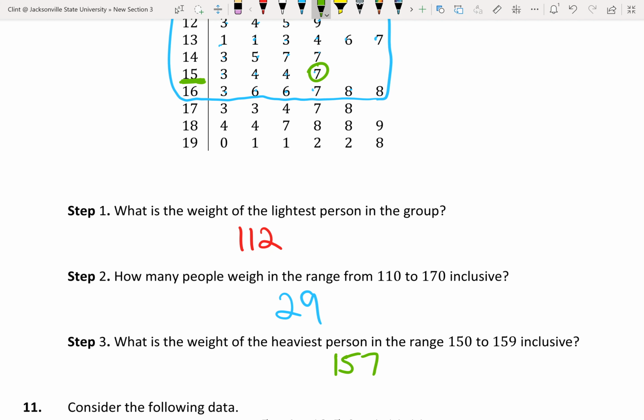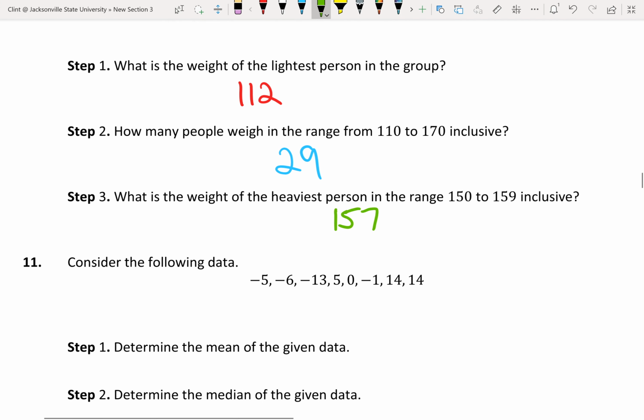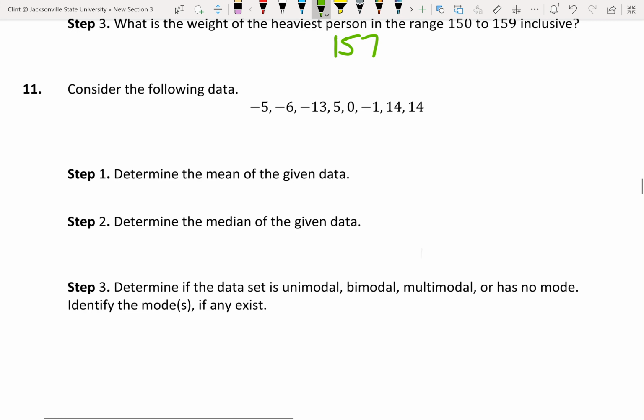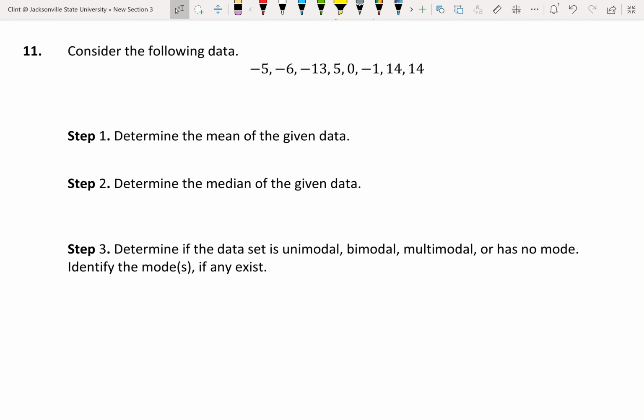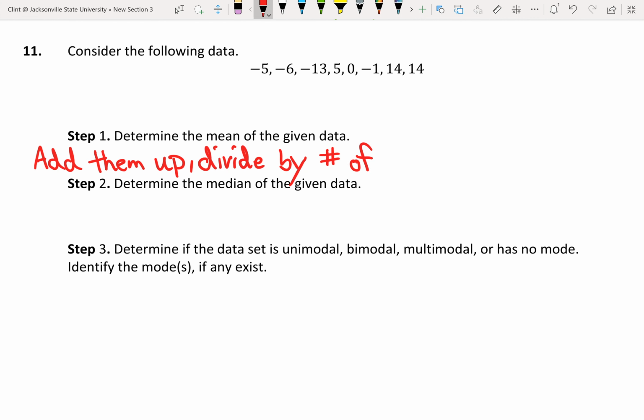All right, number 11. We're finding mean, median, and mode. Okay, so step 1 says determine the mean. How do we figure out the mean? Okay, we add them up and divide by the number of data.